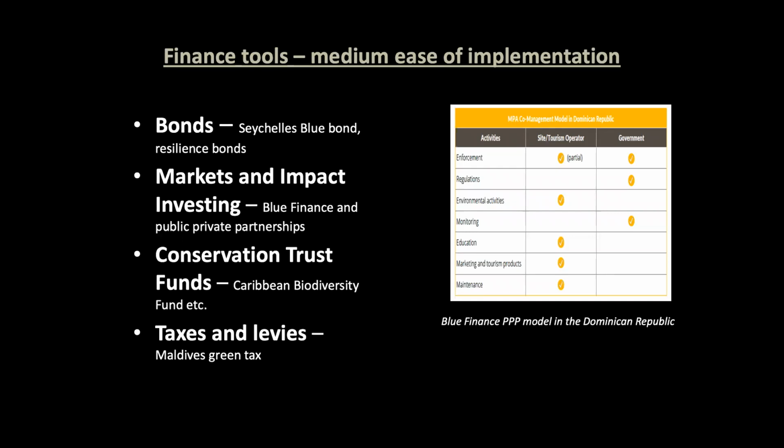And the government is happy because they don't have the technical capacity to manage a site. Blue Finance is doing it for them. As you can see in this table, the government is responsible for enforcement and regulation and some monitoring, while Blue Finance on the site level does the environmental activities, manages the tourism, and does the education.